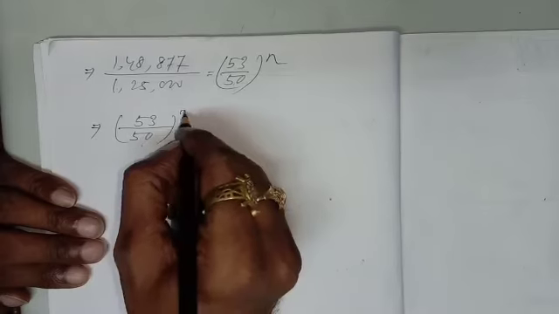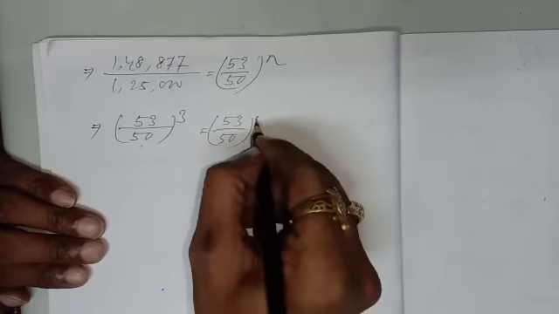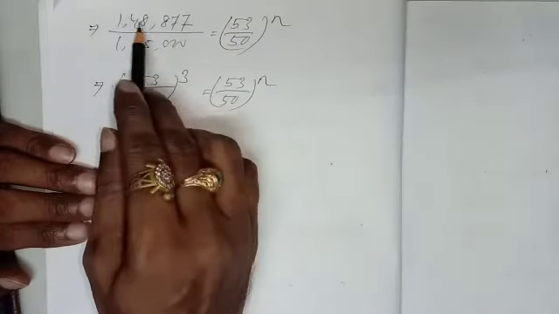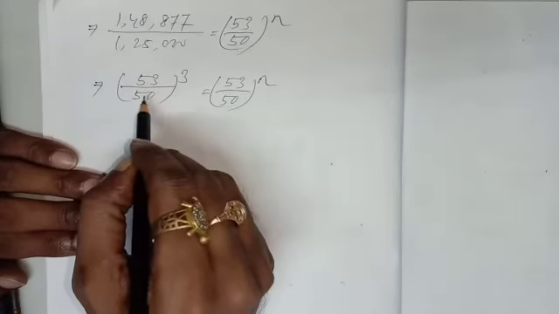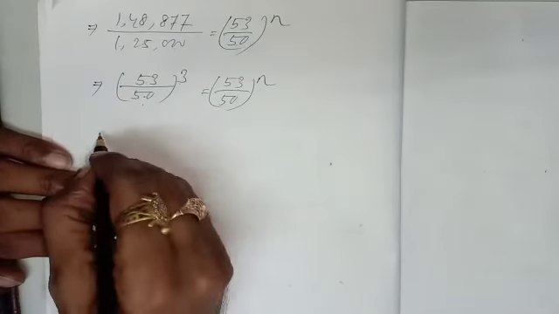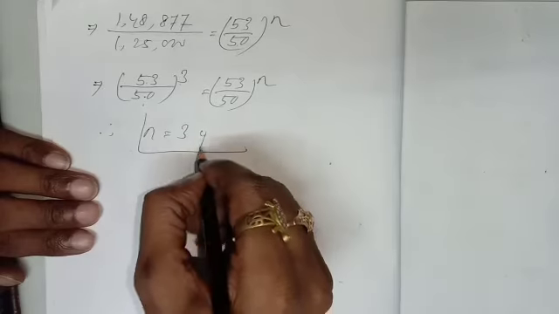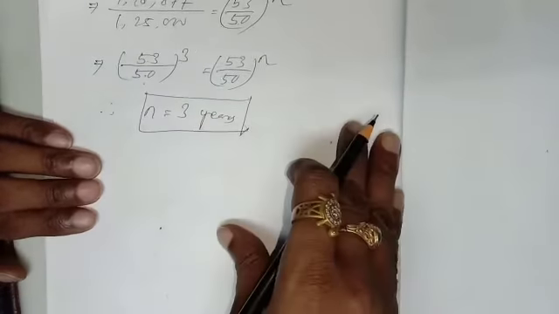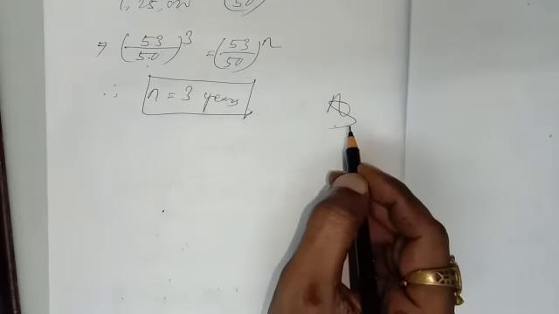53 by 50 whole cube equals 53 by 50 whole to the power n. If you multiply 53 three times, this will be 1,48,877, you can check on your own. And 50 into 50 into 50 is 1,25,000. Comparing both sides, n is equal to 3. So after how many years will the population be 1,48,877? After 3 years. The answer is after 3 years.